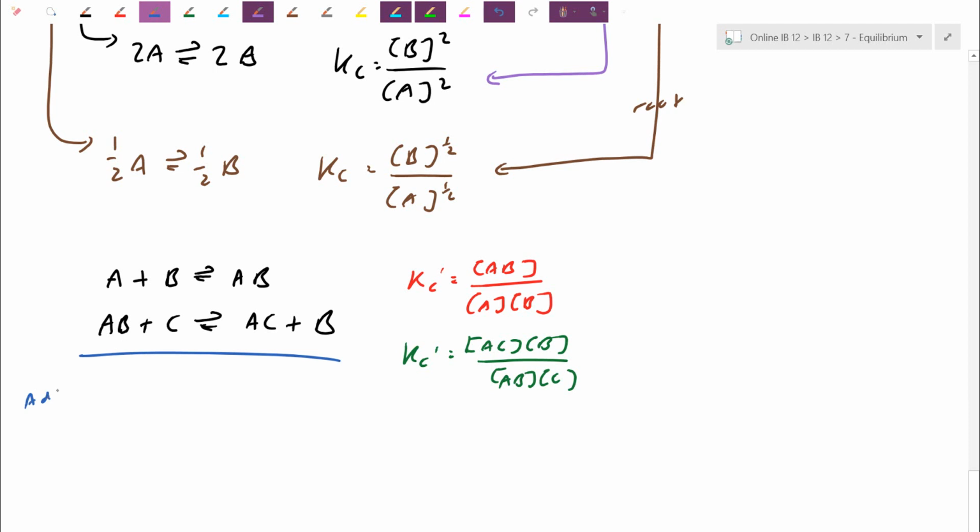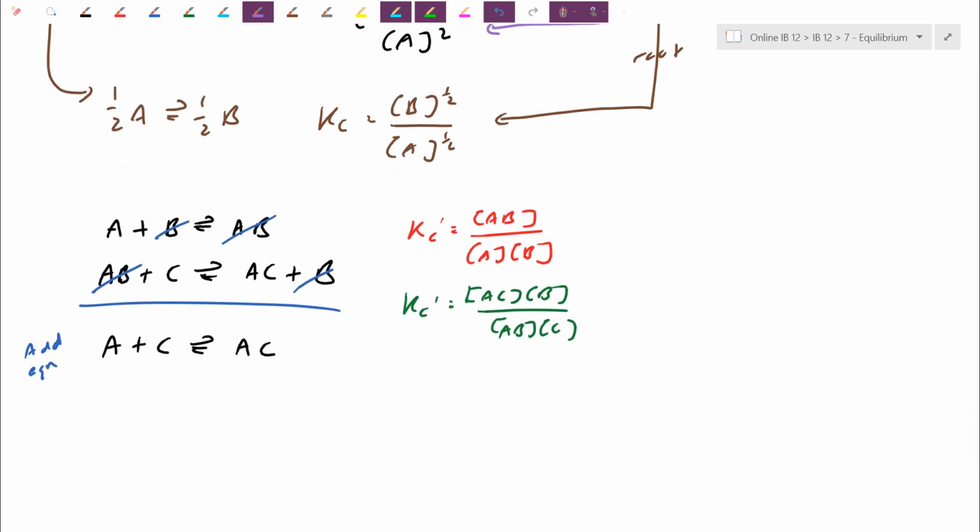What if I added these two equations together? So the operation is to add the equations. If you add them, anything that cancels, cancels. So in this case we're left with A and C becoming AC. You should be able to find the new Kc that I get, Kc prime, which is actually going to be multiplied by Kc double prime. So you can do that math there: AB divided by A and B, multiplied by the AC expression.